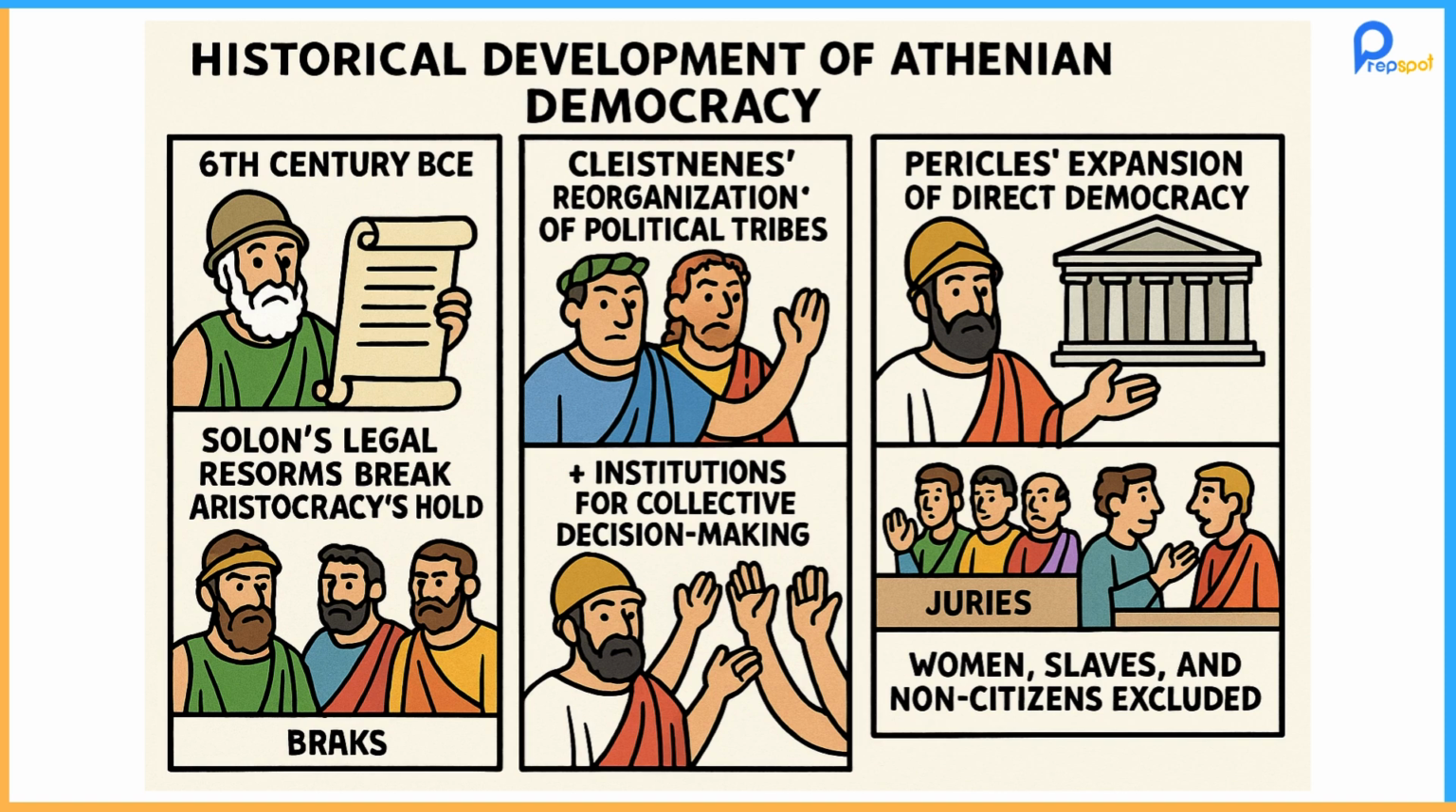By the time of Pericles in the 5th century BCE, Athens blossomed into a robust experiment in direct democracy. Eligible citizens not only voted on laws but also served on juries and councils. Though participation was limited to adult male citizens, excluding women, slaves, and non-citizens, the Athenian model created the blueprint for future generations to refine and expand.